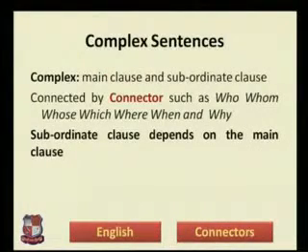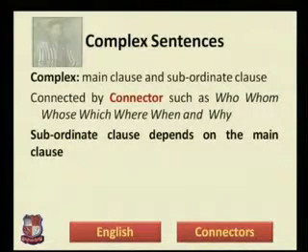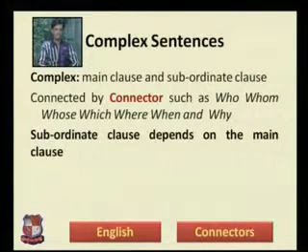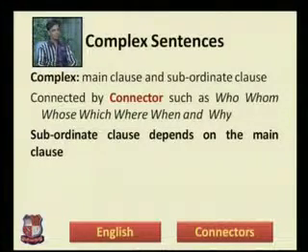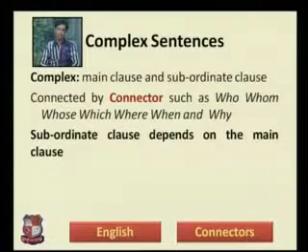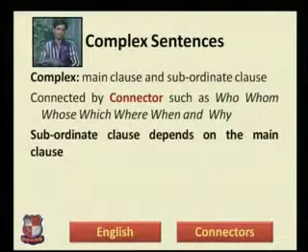Now comes the next type of sentence, and very important, is complex sentences. What do we mean by complex sentences? Complex sentence is made of two clauses. One is called main clause and the other is called subordinate clause. Main clause and subordinate clause are joined by a connector. Which are the connectors? The connectors are who, whom, whose, which, where, when and why. There are several other connectors also.